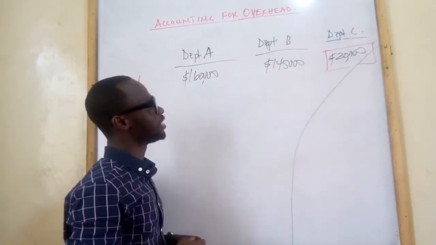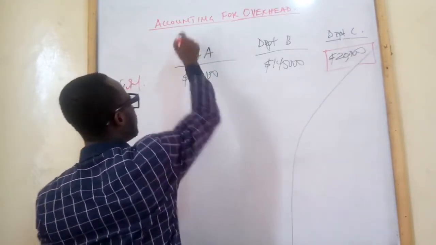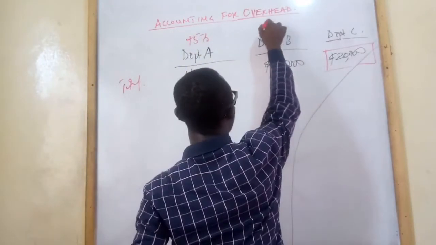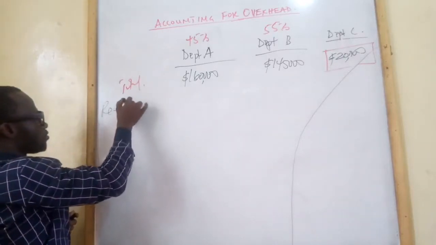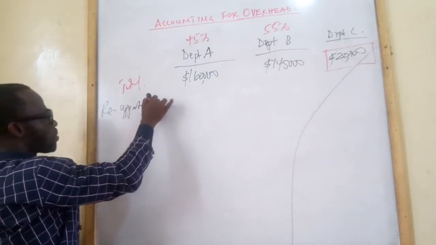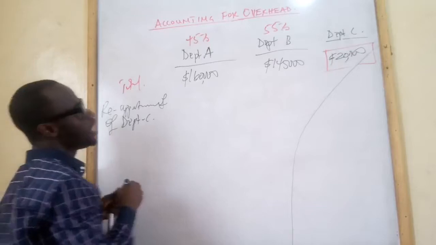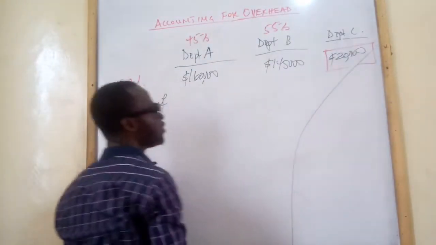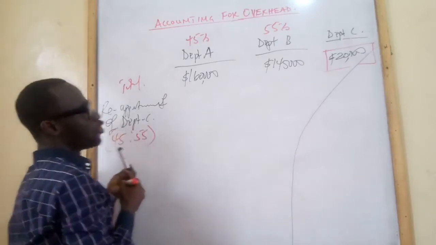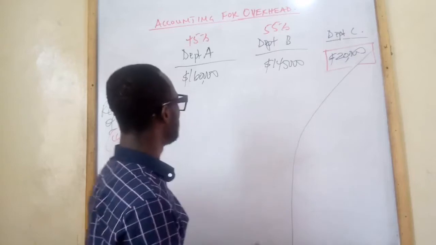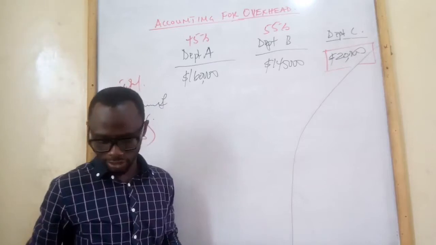But a straight one is that, for instance, we will say that of these total costs, Department A takes 45% and Department B takes 55%. So in that case, the reapportionment of service department, that is the Department C, we will take 45% of this. So the basis is 45 is to 55. So 45% of 20,000, let me grab my Casio, 0.45 by 20, that should be 9,000.